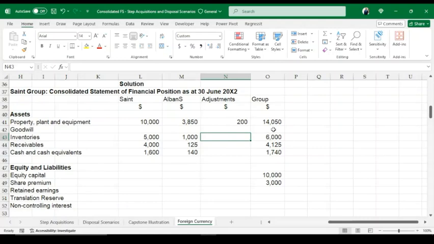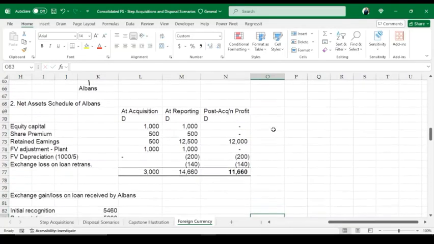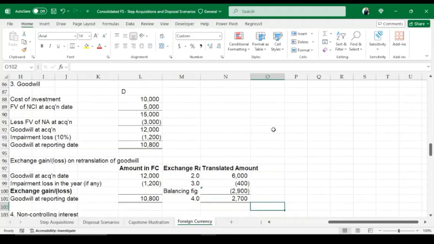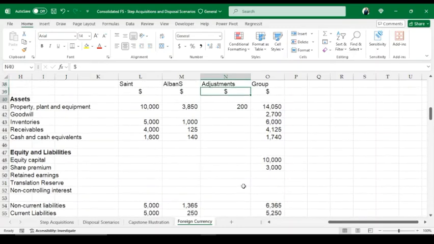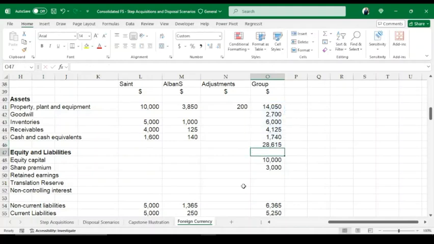All right, so we have that. Then our goodwill, the goodwill has been calculated, and we had how much? We had 2,700 right there. Let's go and check that out. That is our workings, 2,700 right here, in the translation column. So we have 2,700 there. And then I think that is all for our assets. So we can now find the total assets. 28,615.